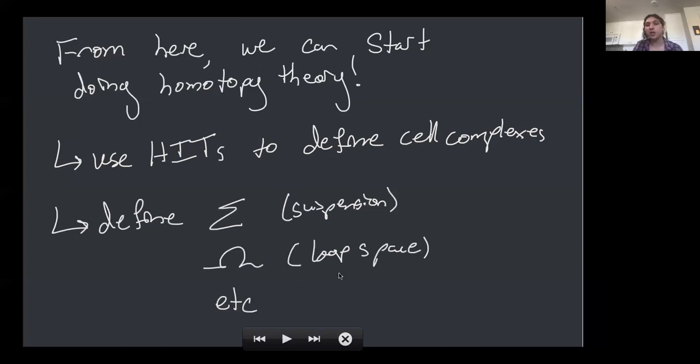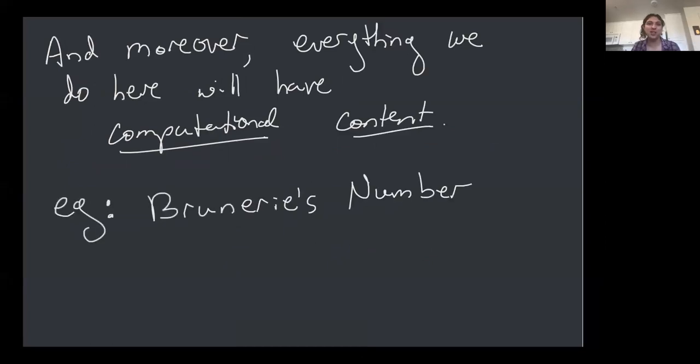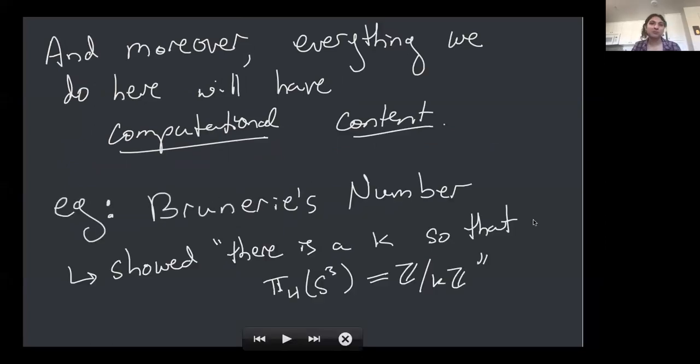You can define suspension and loop space and a bunch of other constructions from homotopy theory. And moreover, everything has computational content. So here's a kind of cute application of this: Brunerie's number. So Brunerie showed, proved in homotopy type theory, that there is a K so that the fourth homotopy group of S3 is Z mod KZ, right? So again, this is what I was talking about. Oh, maybe the example was 3 and not 2.